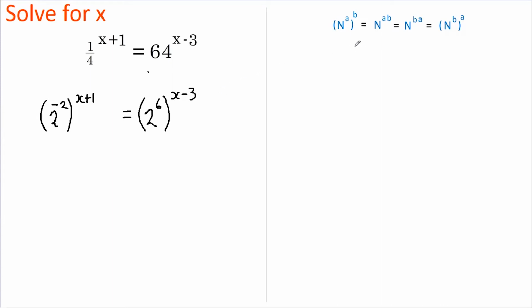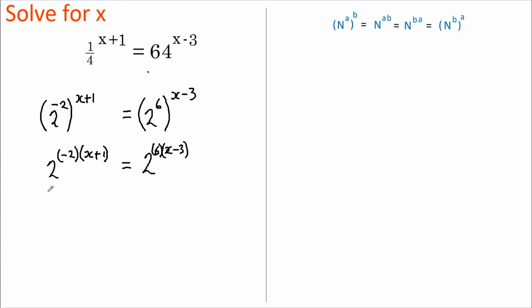Now, this rule in maths says if we have a number raised to a power and all of that is raised to another power, we can rewrite this as that same number raised to those two powers multiplied together. So let's do that. This becomes 2 to the power of minus 2 multiplied by x plus 1. And this equals 2 to the power of 6 multiplied by x minus 3.